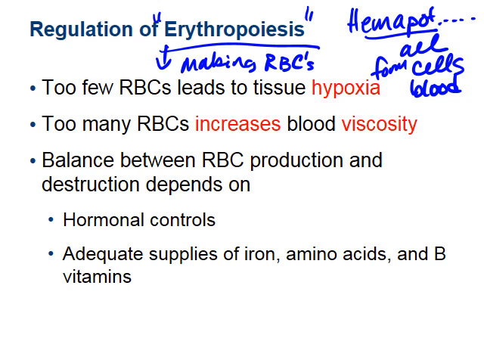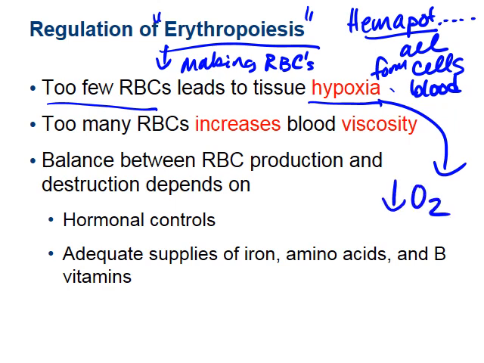A couple of reasons. One, too few red blood cells leads to hypoxia. So this hypoxia, low oxygen. If you do not have enough red blood cells, you cannot carry enough oxygen. Your tissues are basically starving. They don't have enough oxygen in order to carry out cellular respiration and make tons of ATP. If you have too many red blood cells, remember that too many red blood cells makes your blood really thick. Think of your blood moving as thick and sluggish.